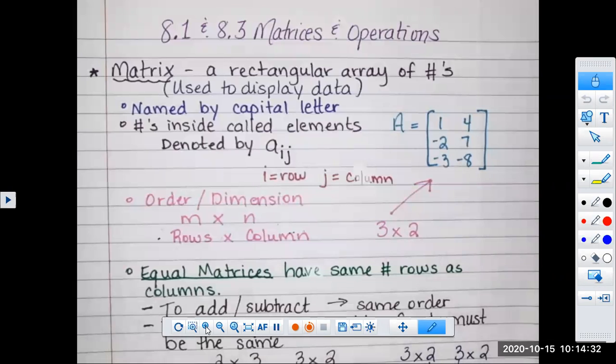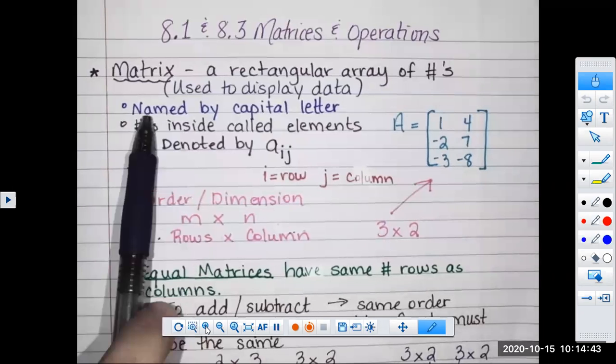So when I make you do it by hand, you're not going to like me so much, but when I let you use a calculator, you're going to love that because it's just typing in a few numbers, click, get your answer. All right, matrices are named by capital letters.